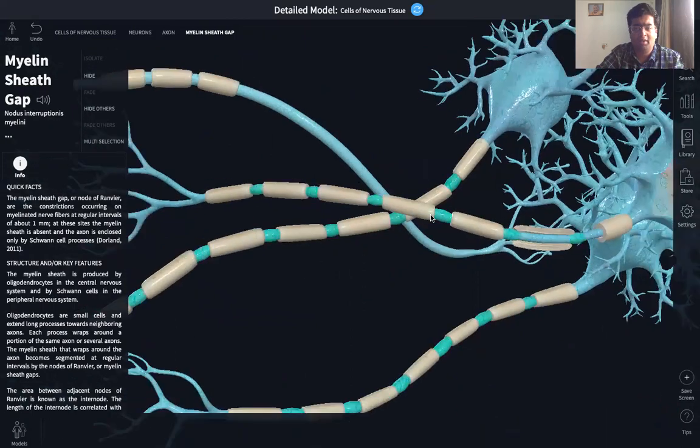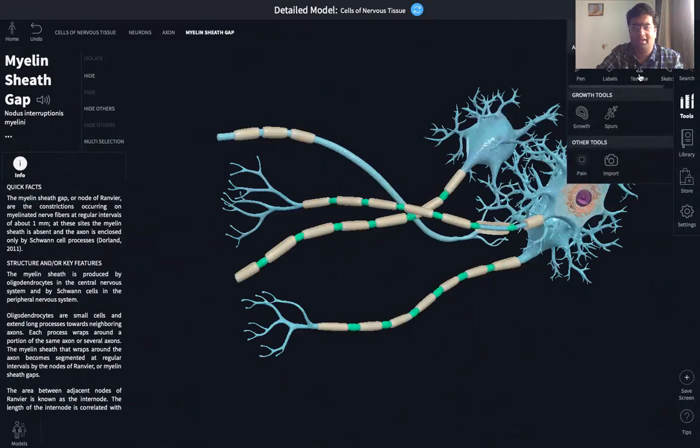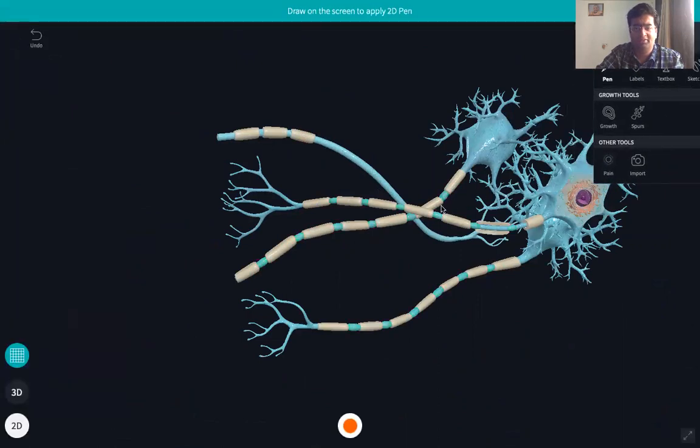Now the mode of impulse conduction will be jumping, meaning the impulse will jump from one node of Ranvier to the next. This type of conduction of the impulse is called saltatory conduction. So in saltatory conduction, the impulse jumps from one node of Ranvier to the next. So this allows faster transmission of impulse rather than the impulse traveling all along the entire length of the axon.